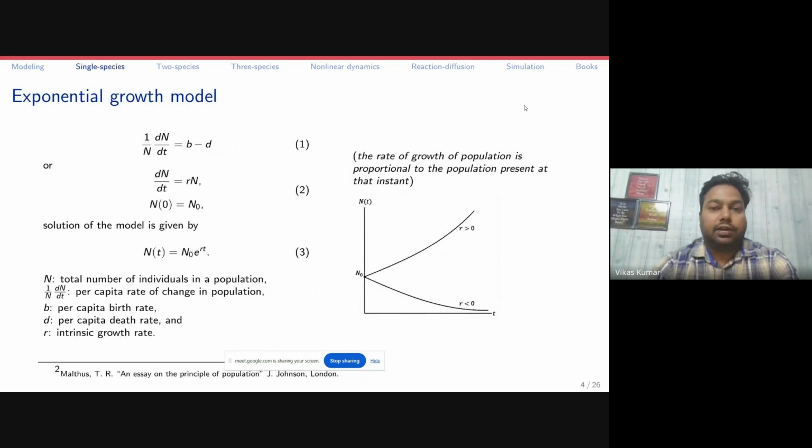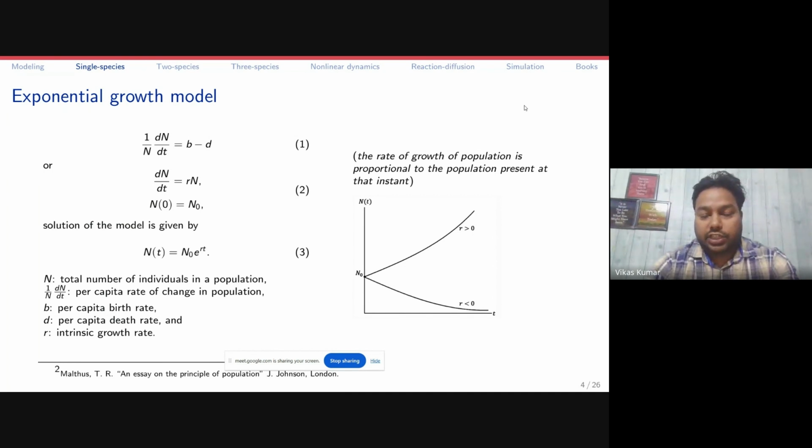For example, in my case, I'm working on mathematical models in ecological systems. So I started working on mathematical models from the one species model. As you can see in this slide, this is a single species model. There is some population and how the population grows with some mathematical assumptions. This was the first mathematical model proposed by Malthus, so we also call it the Malthus model or the exponential growth model.